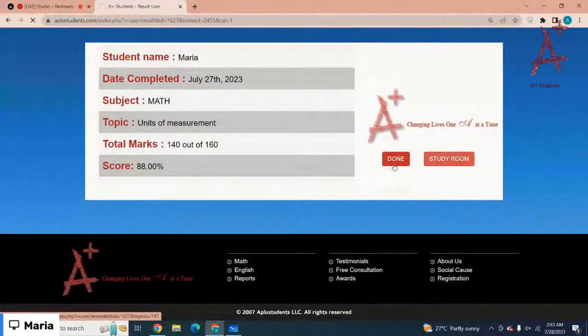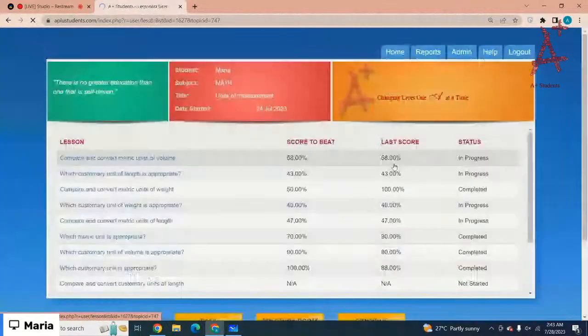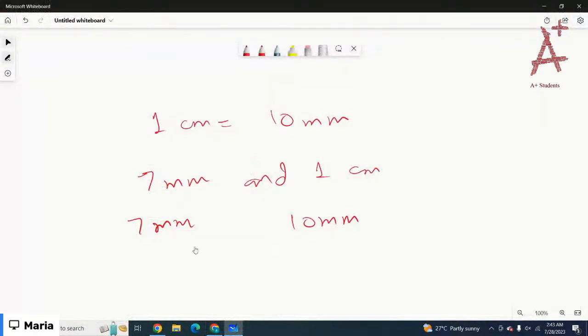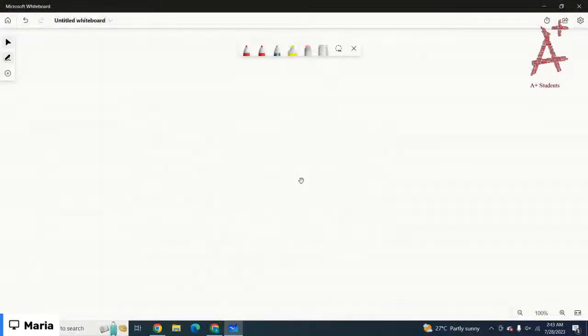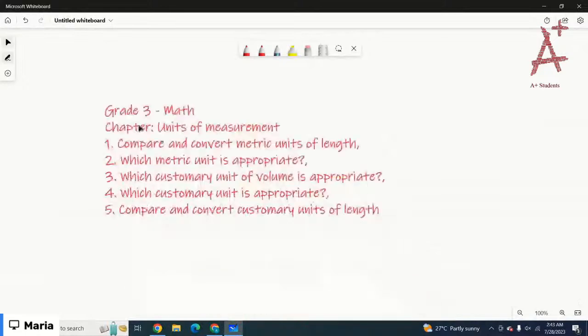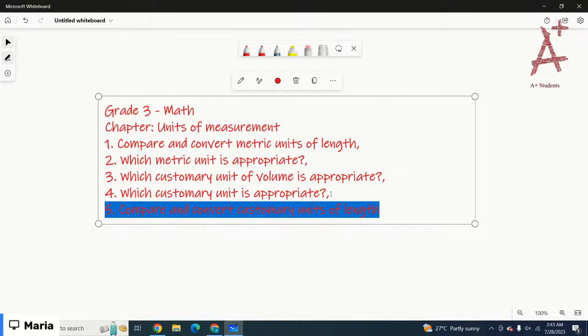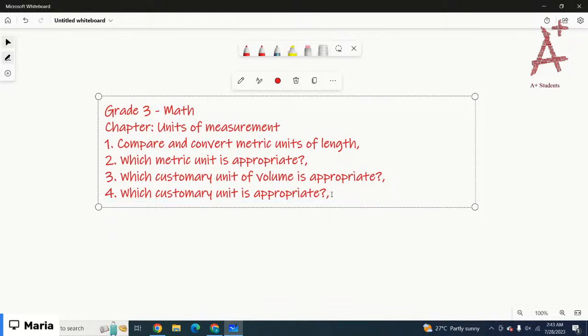Okay, we are done with the lesson. You can complete the rest of the practice questions by yourself later today. So we were working on grade 3 math. The chapter we're working on is unit of measurement, and the lessons we have covered today are compare and convert metric units of length, which metric unit is appropriate, which customary unit of volume is appropriate, and which customary unit is appropriate. The last one we're going to do in the next session, because we don't have time to do it today.